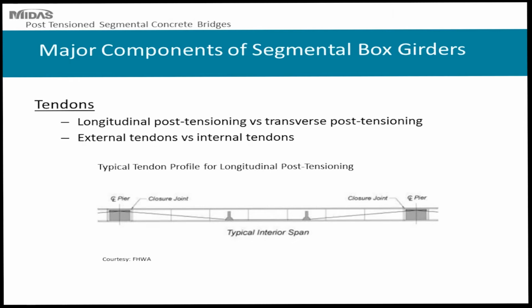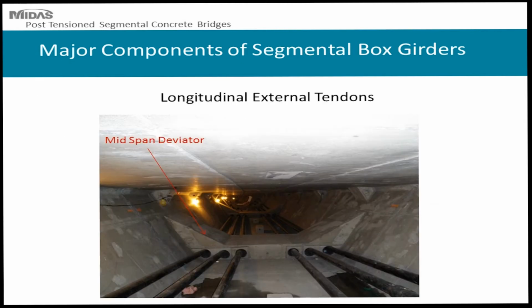Longitudinal post tensioning is usually achieved through external tendons, whereas transverse post tensioning is usually achieved through internal tendons. This picture here is showing a typical external tendon profile on a typical span. This picture is showing six tendons anchored at a deviator at mid-span.